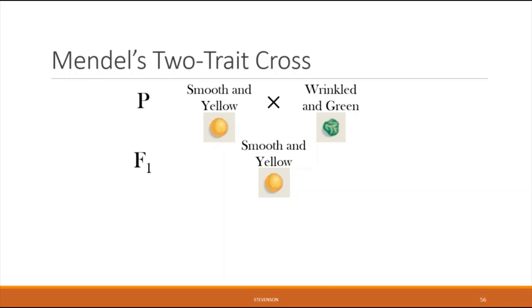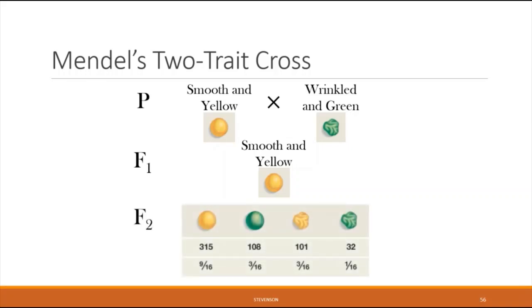But when he allowed the F1 generation to self-pollinate, then he came up with an F2 generation that again presented a little bit of a surprising result for him. He found 315 yellow smooth peas, 108 green smooth peas, 101 wrinkled yellow peas, and 32 wrinkled green peas. The reason why this result was surprising and novel is because what he saw in the F2 generation was that traits could be remixed in ways that you didn't see in any of the previous generations.